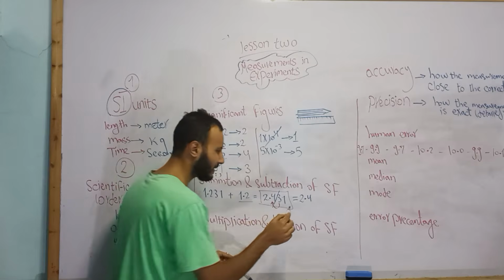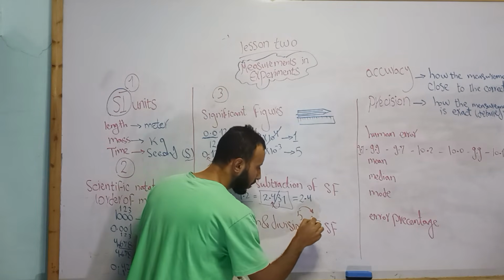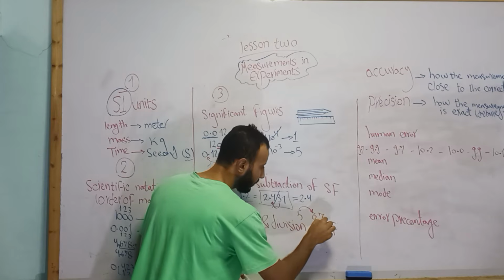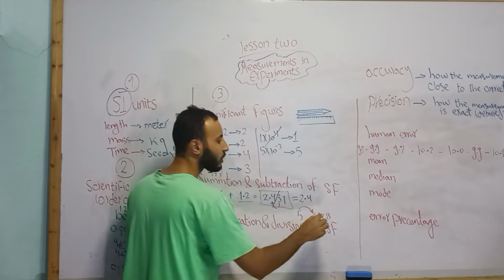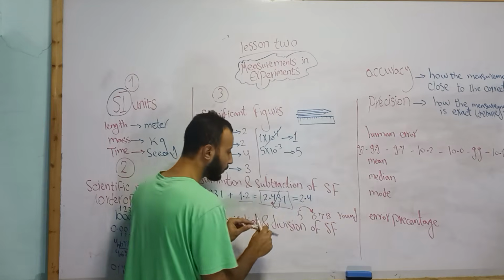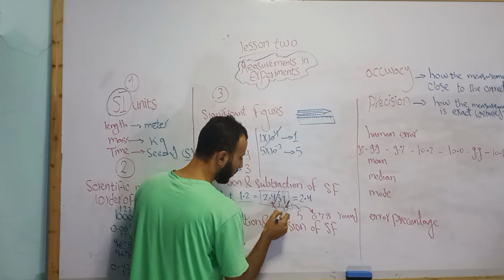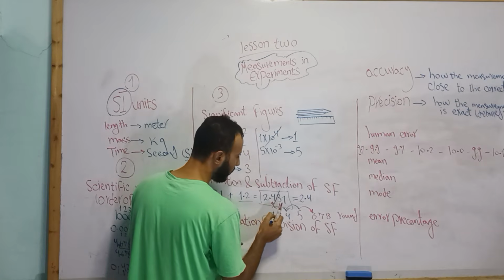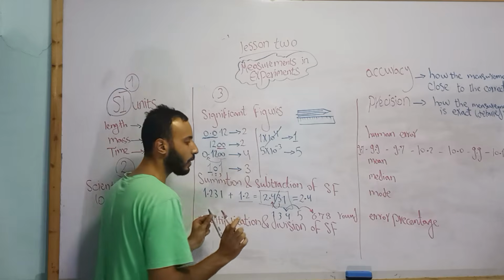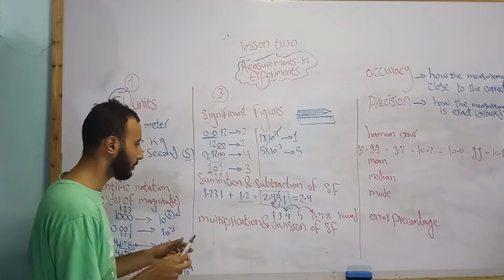Okay, let's summarize the rules of rounding. If the digit is 5 or more, like 6, 7, 8, it rounds up. But if it is less than 5, like 4, 2, 3, 1, you can't round up in this case. So I'll give you another example.